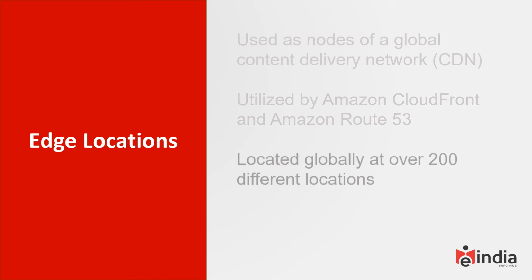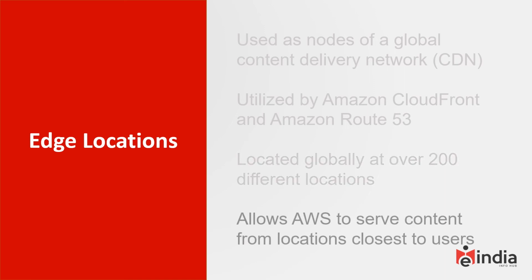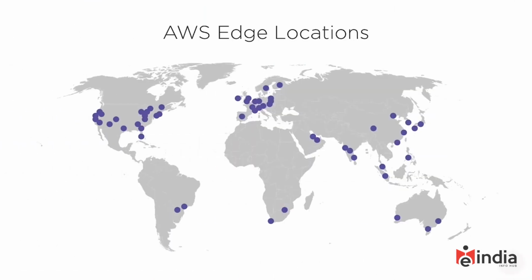Now, currently, there are over 200 different locations that have edge locations, so this means that this is the most common, the most prevalent part of infrastructure within AWS, and what this does is it allows AWS to serve content from locations that are closest to users. So if we look at this in the map, we can start to see how this plays out.